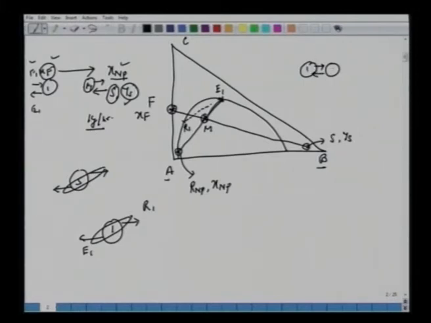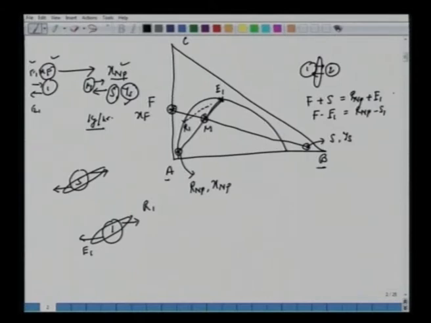So if we extend these two lines, F and E1, and we extend this line here, then they will intersect at a point, we call it del D, the difference point. Between any two stages in continuous countercurrent stages, we have this difference point. Once we know this difference point, we can proceed further.